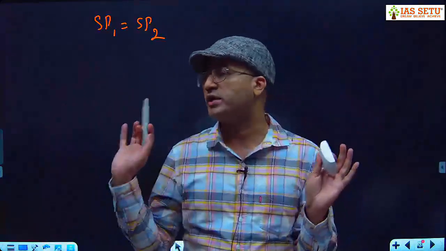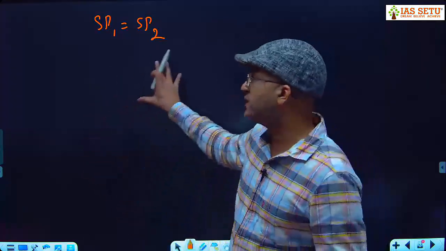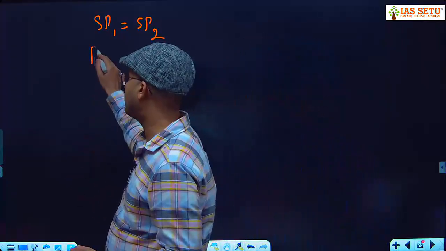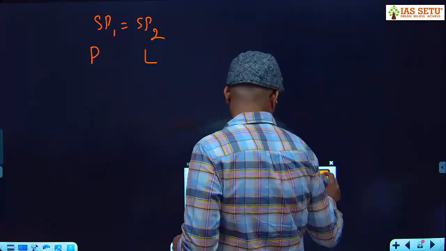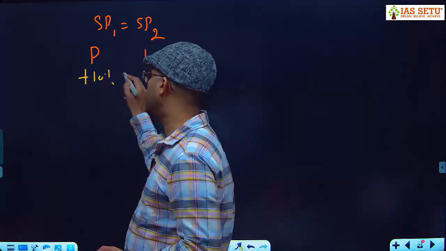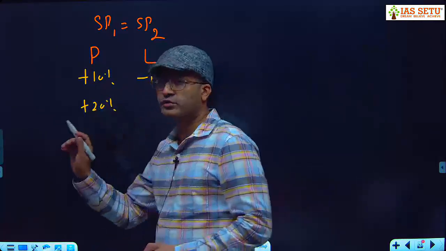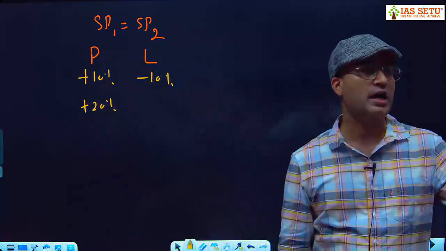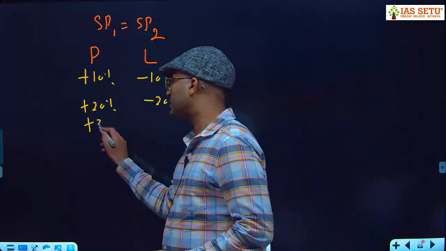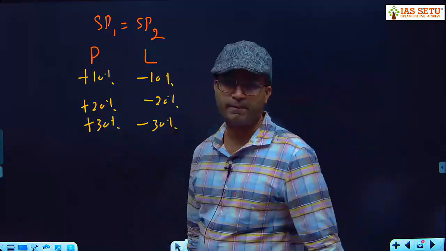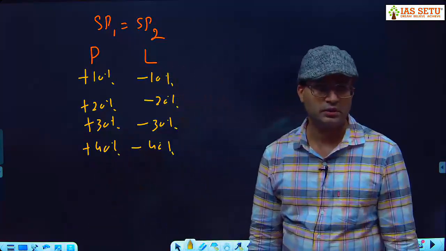I sold these 2 articles at the same price, this bell and this marker. It is a special case. What is the special case? On one we make a profit, on another a loss, and exactly the same percentage. Like here 10% profit, 10% loss. Or maybe next time I sell this marker at 20% profit, this bell at 20% loss. 30% profit, 30% loss. 40% profit, 40% loss.